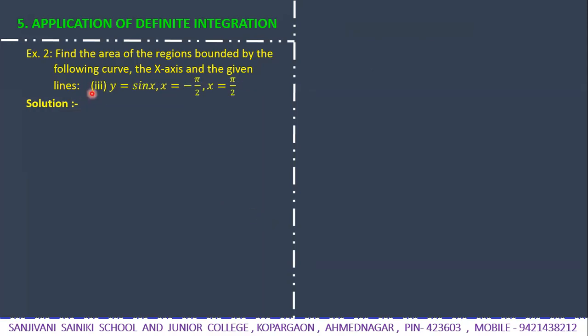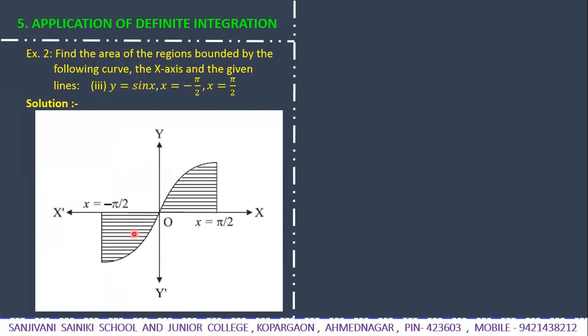The next example is y is equal to sine x from minus pi by 2 to plus pi by 2. We know that sine 0 is 0, sine 90 degrees is 1, and sine of minus pi by 2 is minus 1. So we have to find the integration from this part to this part. Now you can clearly see that this area lies below the x-axis, and this one lies above the x-axis. So this area is negative and this area is positive. So we cannot integrate directly from minus pi by 2 to plus pi by 2. We will make two parts of this area, this is A1 and this is A2. So minus pi by 2 to 0, use y dx, and then 0 to pi by 2 y dx.